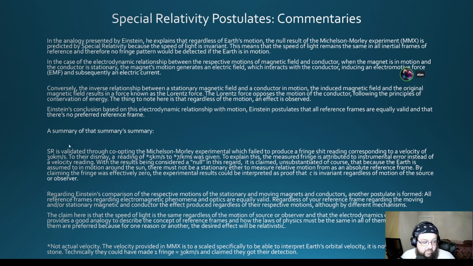So here's a summary of that summary, just to further break it down. Special relativity is validated through co-opting the Michelson-Morley experiment, which failed to produce a fringe shift reading corresponding to a velocity of 30 kilometers a second. To their dismay, a reading of 5 to 7.5 kilometers a second was given. To explain this measured fringe, they attributed it to instrumental error instead of an actual velocity reading, and they said that the speed of light was actually invariant from that, and that's where Einstein derived that from.